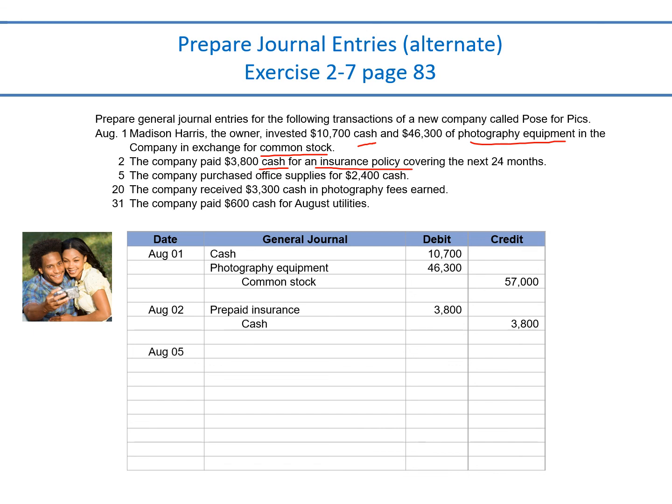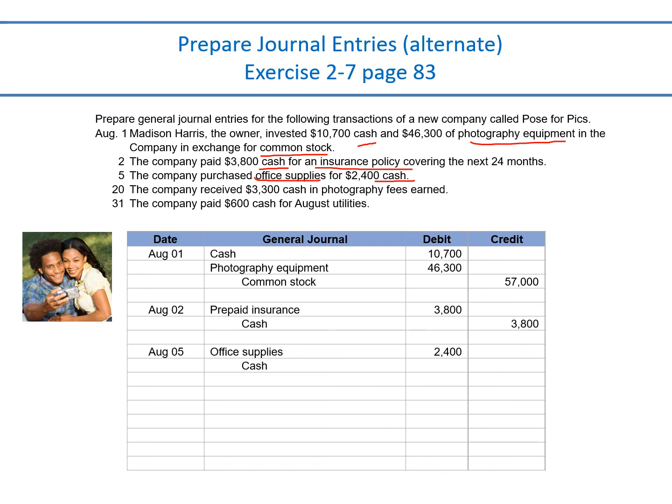So on August 5th, the company purchased office supplies for $2,400 cash. Our two accounts are office supplies and cash, right? So we're getting office supplies, so that balance needs to increase. Office supplies is an asset. We increase assets with debits.